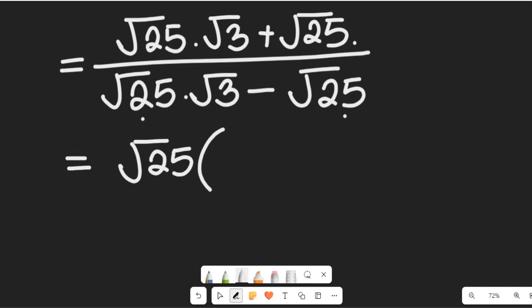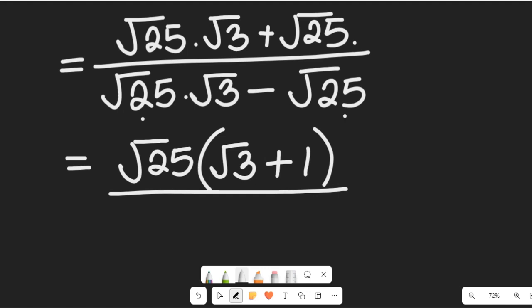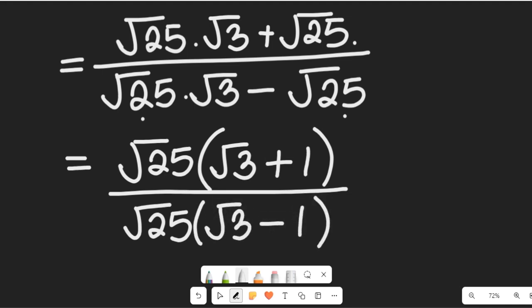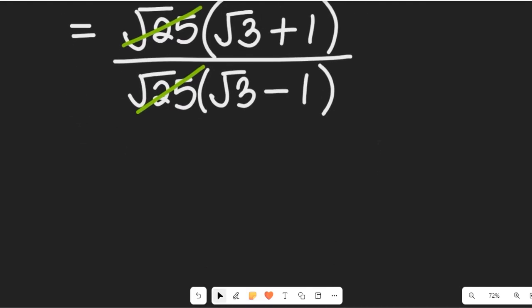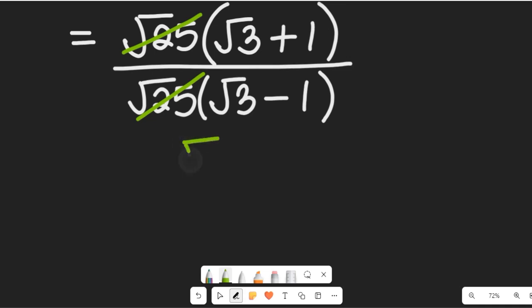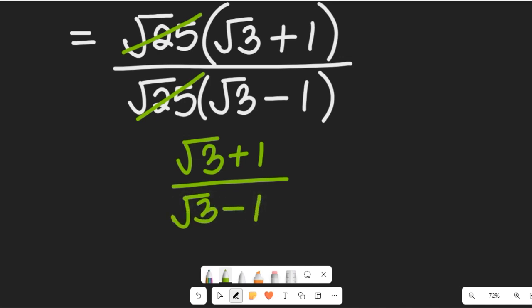If all these are divided by the square root of 25, we'll be left with the square root of 3 plus the square root of 25 divided by the square root of 25, which will give me 1. And all these will be divided by the square root of 25 multiplied by the square root of 3 minus 1. So from here, this is simply going to clear, and what do we have remaining? We have the square root of 3 plus 1 divided by the square root of 3 minus 1.